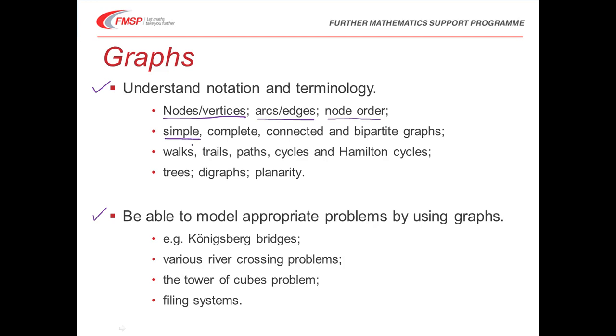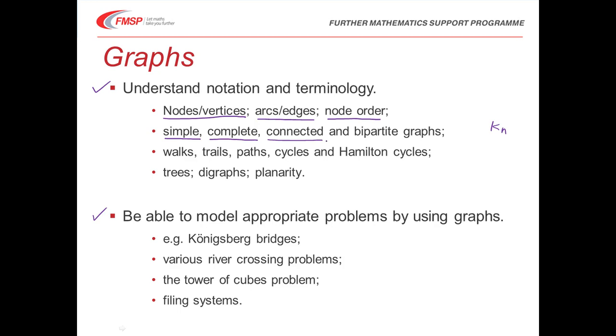Simple graphs. A simple graph has no loops and no repeated edges between the same pair of vertices. A complete graph has all the possible connections between pairs of vertices. We use Kn to denote the complete graph with n vertices. A connected graph is one in which there is a route from any vertex to any other vertex over a sequence of edges.